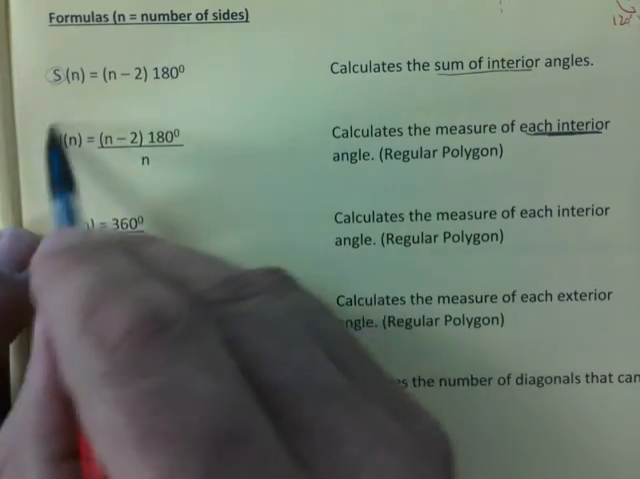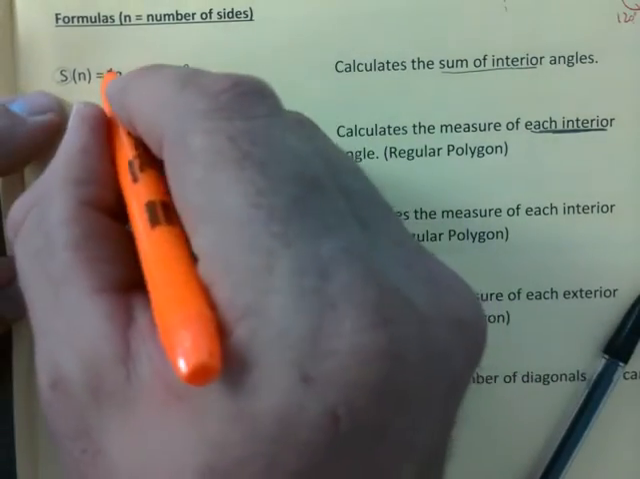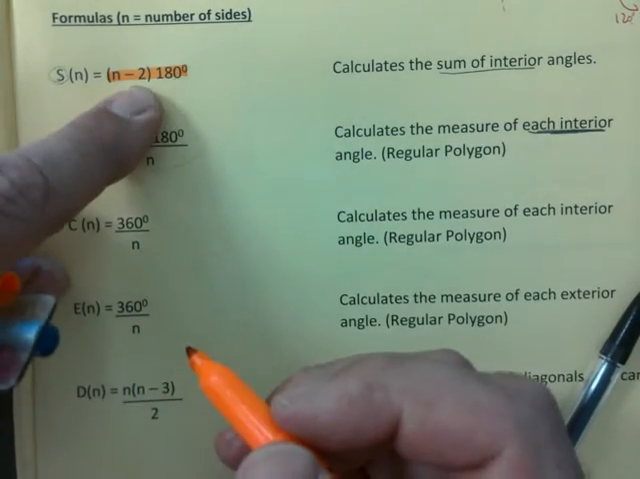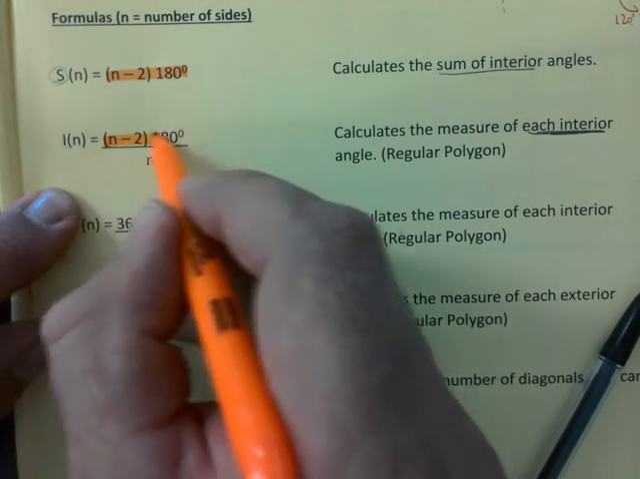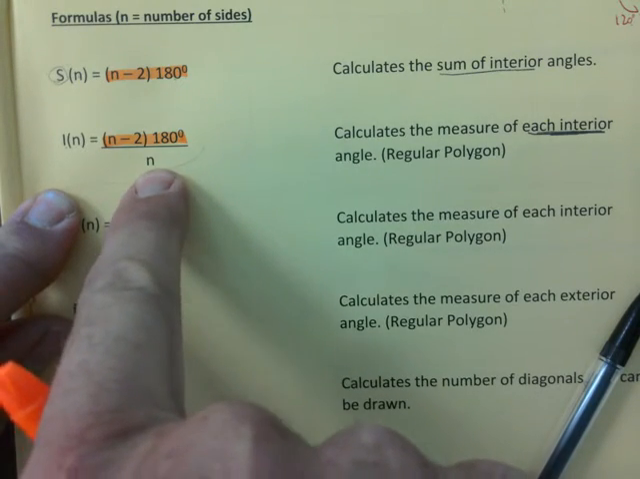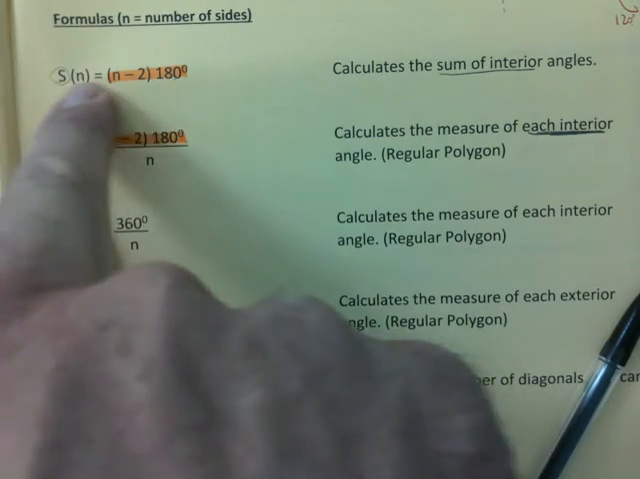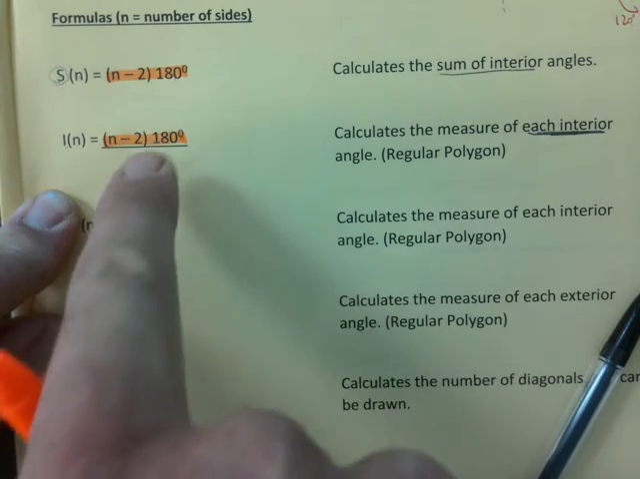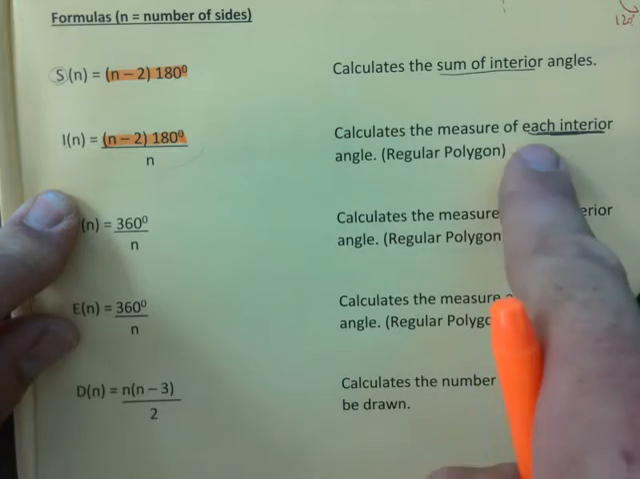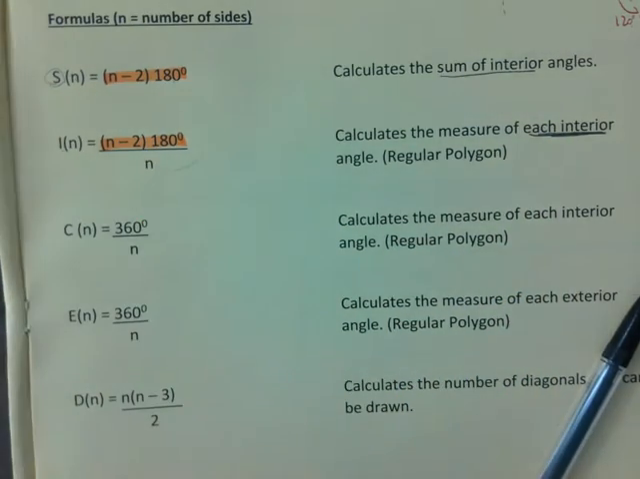This is the formula. If you look at that one right there, it appears again here. But what's the difference in this case? You're dividing by the number of sides. Whereas here, it's all the interior angles added up, here it's just each interior angle that they're interested in. So you'd have to divide it by the number of sides.